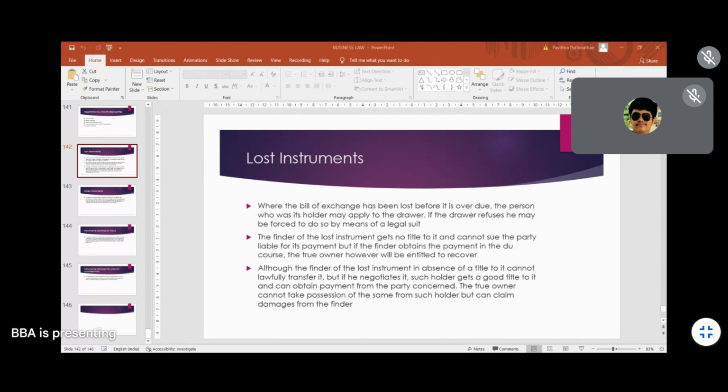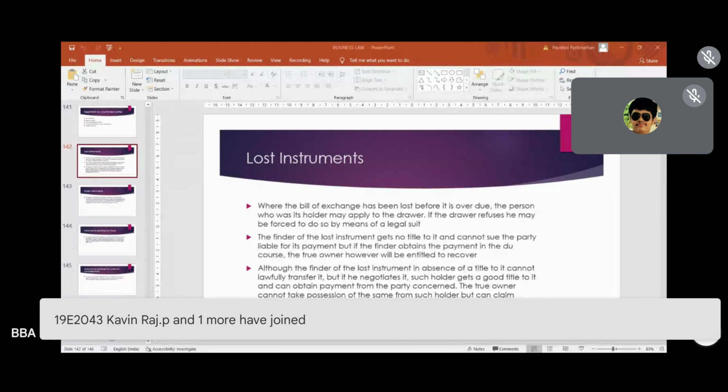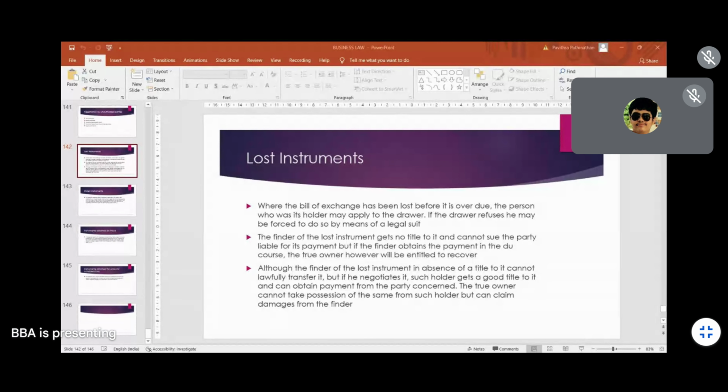So if you lose a bill of exchange before it reaches maturity, or if it's overdue, you may approach the drawer and ask him for a duplicate copy. And if he refuses to give you a duplicate copy, you can use legal means to obtain the copy of the bill of exchange. All right. Next, let's say that you found a lost instrument, be it a bill of exchange or a check or a note.